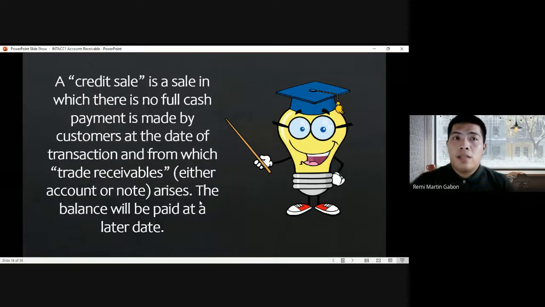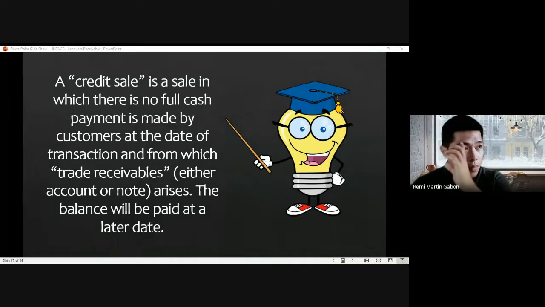Okay? Next, we have credit sale. A credit sale is a sale in which there is no full cash payment made by the customer at the date of sale transaction. Credit sale is the transaction wherein we can relate the arising of trade receivables, either account or notes receivable. But again, yung common dyan sa dalawa is the accounts receivable. The scenario is the amount of the balance will be paid at a later date. Now, how do we relate it with the sari-sari store? Yun nga, pag may umutang.